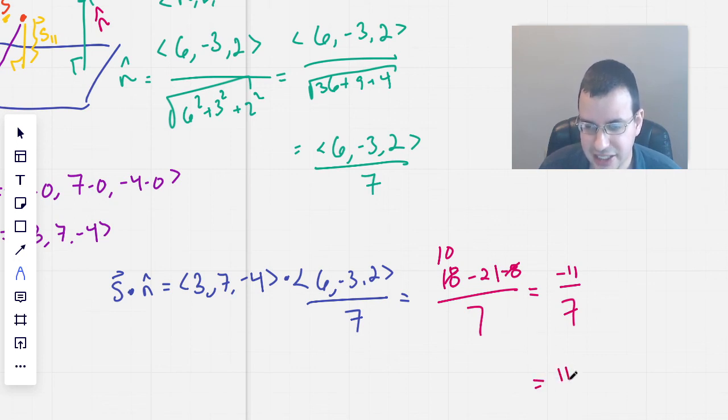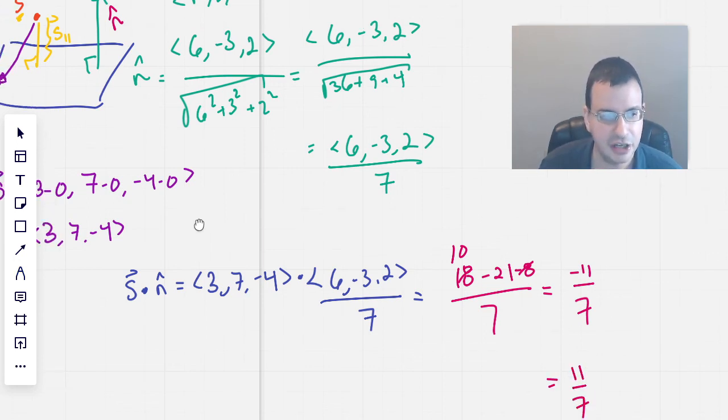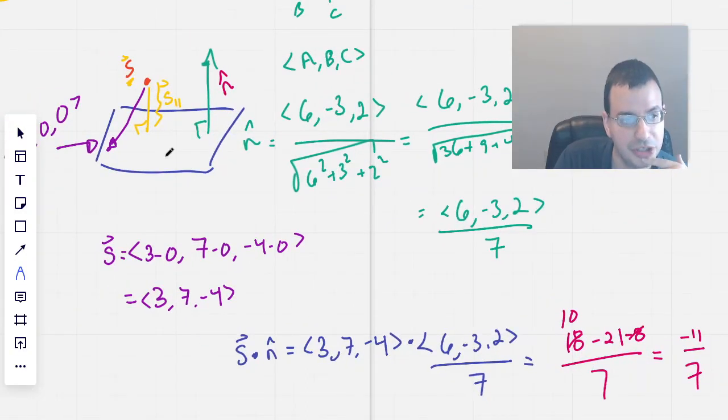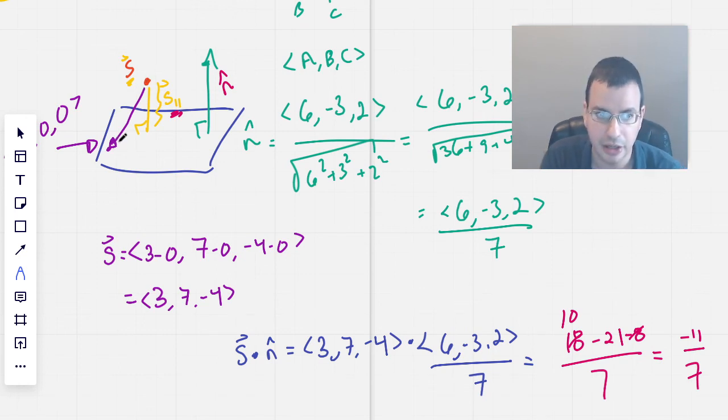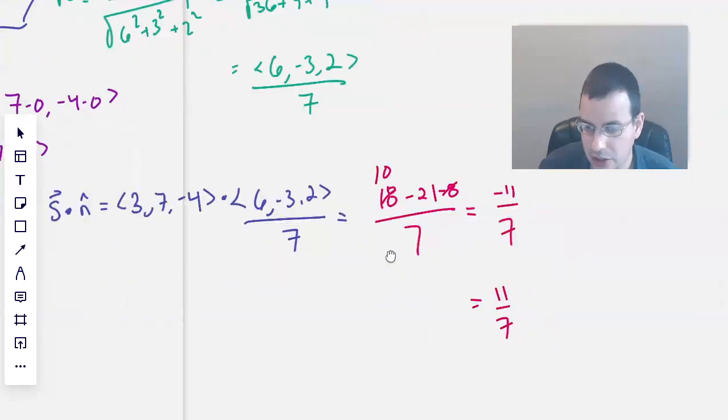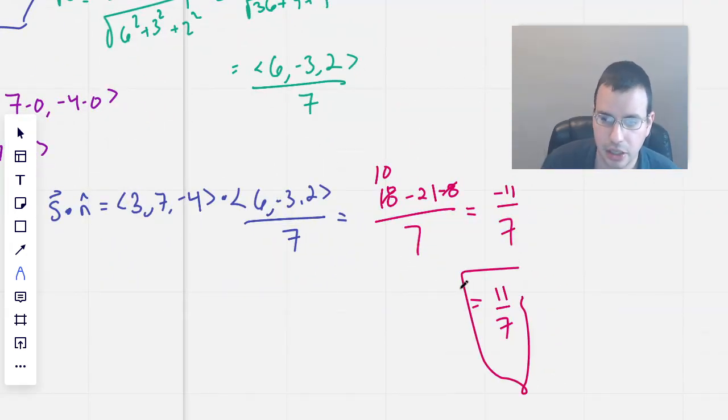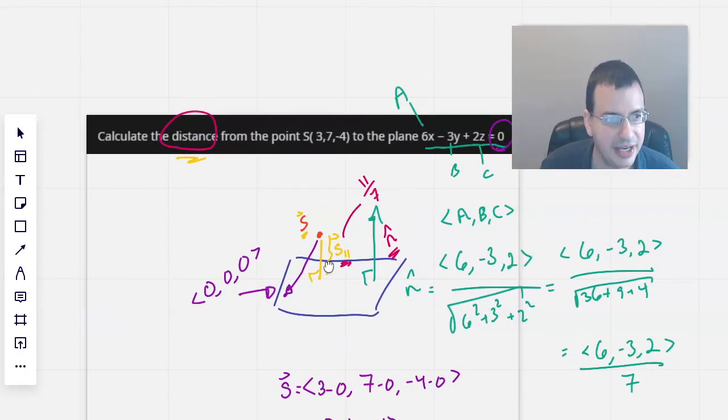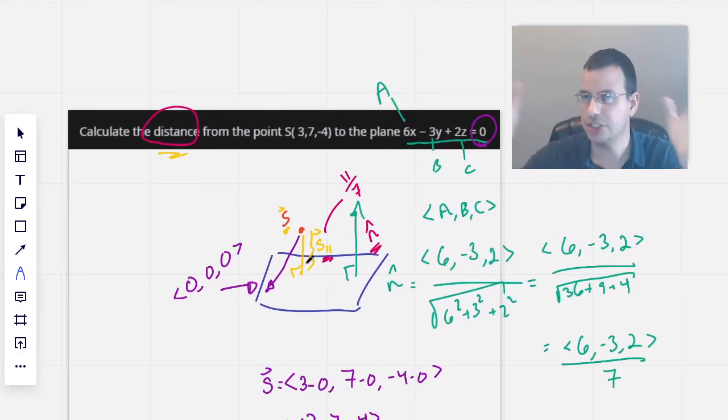So I'm going to say that the distance from this point to the plane, this here, S parallel, the part of the vector from point S to any point on the plane that is parallel to the normal vector, is going to be 11/7. And this 11/7 right down here, that will be your answer. That is one way to reason through it. I think there's a formula, several formulas, you can plug in, but if you just want to reason through it, this is how you would do it.